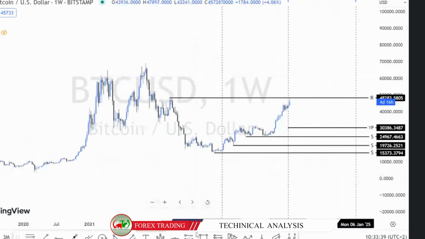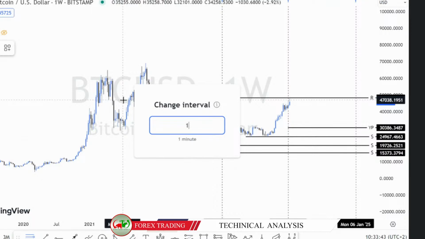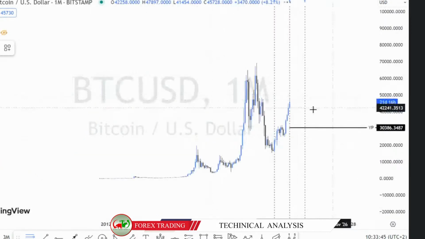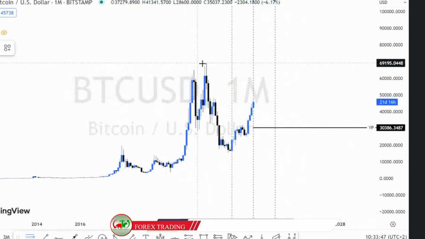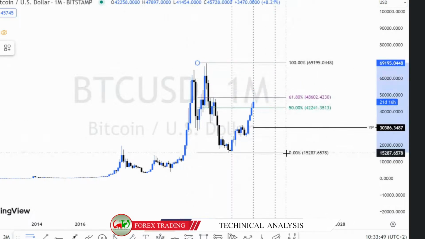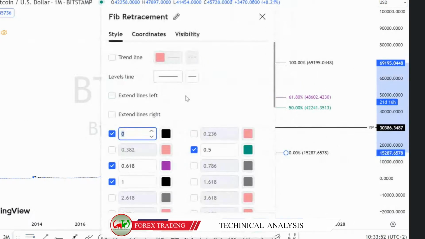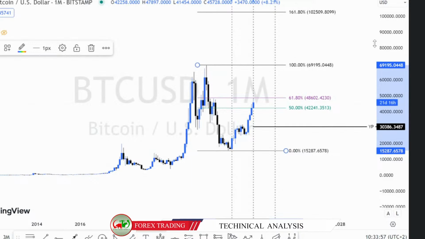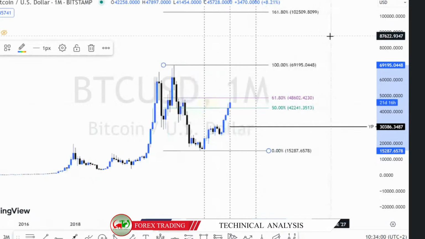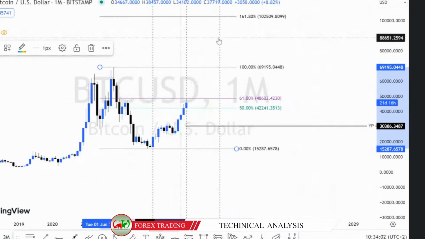resistance. And of course, we predicted that because of this Fibonacci extension we have for this move. You can clearly see that the first Fibonacci extension we have is around $125,000. So this is where we expect Bitcoin to go.